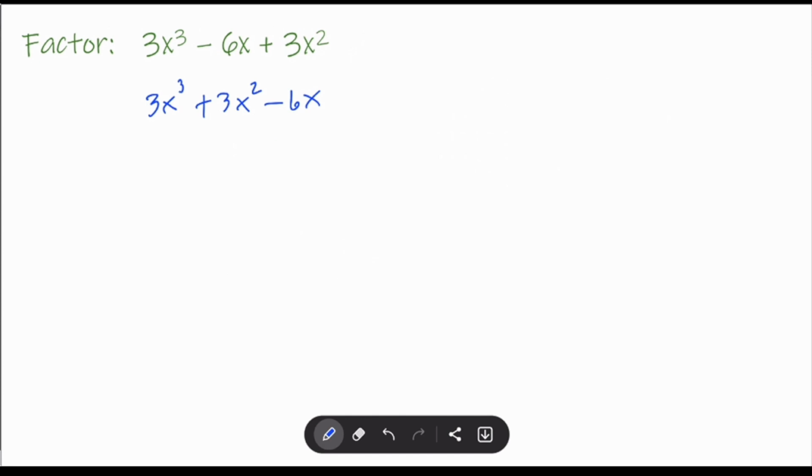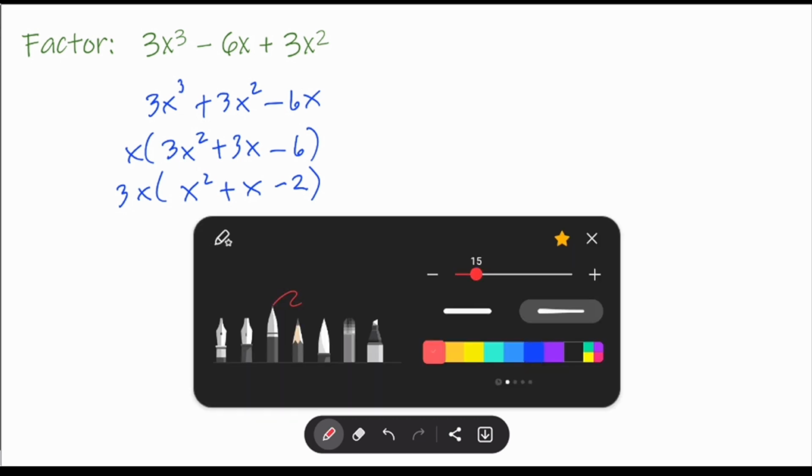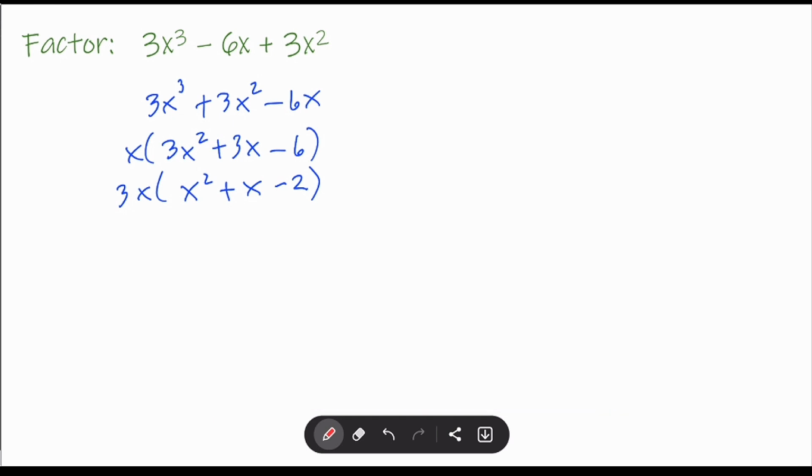We have a common x in the three terms, so we can take out the x. So we have 3x squared plus 3x minus 6 since we take out the 1x. Another common factor of the three terms is that all three are divisible by 3, so you can take out the 3. What's left is x squared plus x minus 6 divided by 3, which is 2. And then there's no more common factor in the three terms inside the parentheses, so we can just factor it as a quadratic expression: x squared plus x minus 2.